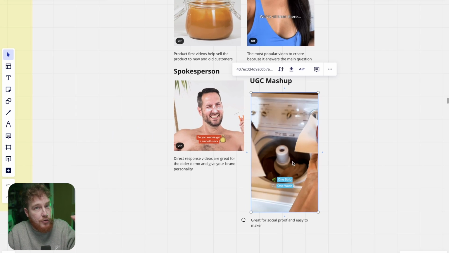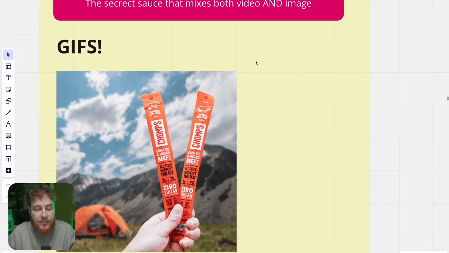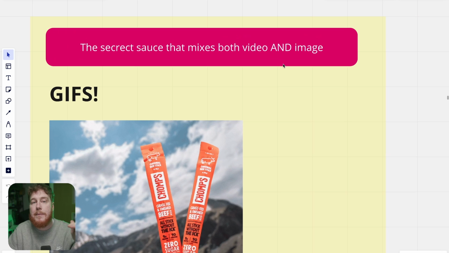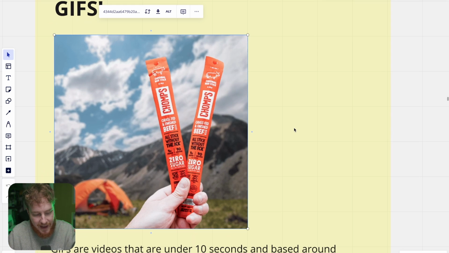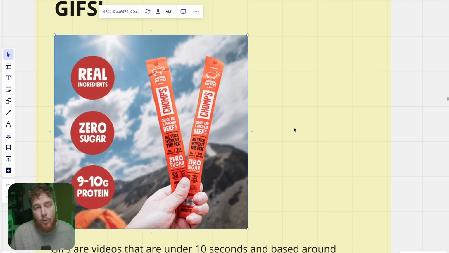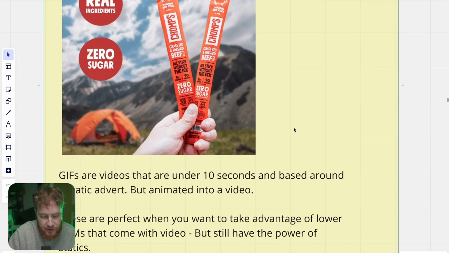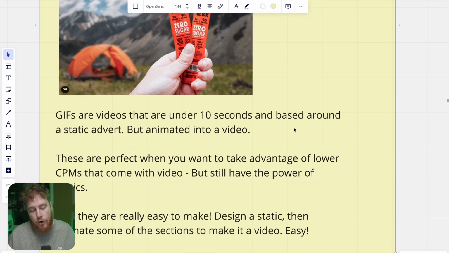Now, we have some secret sauce, okay, and that is the GIF. Right, so this is a secret sauce that mixes both video and image together. So you might want a nice mix of the both. And that's where GIFs come in. This is one that we made here for Chomps. And you can tell it's just this really easy, if you just took a frame of that, work as a static, but we're animating it. The reason we do that is because we want to take advantage of the low CPMs that come with video. And they're really easy to make.